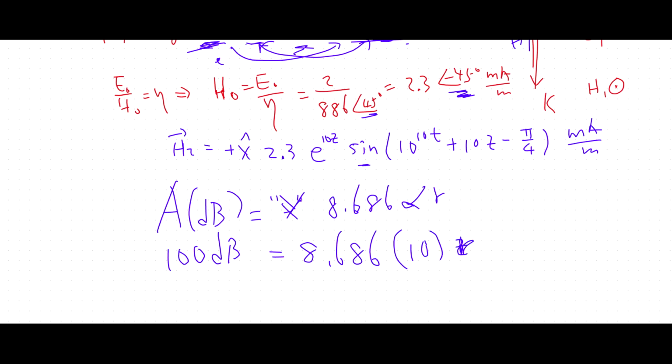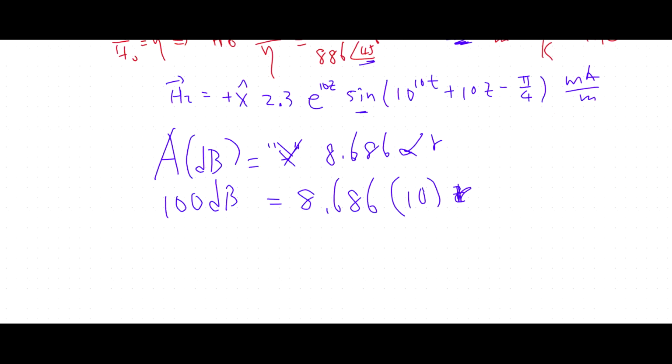So this is 100 divided by 86.86, which is 1.15 meters. I travel about 1 meter, about that long, then the signal drops 10 billion times.